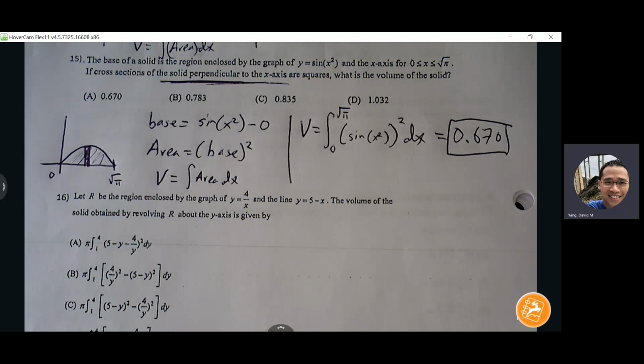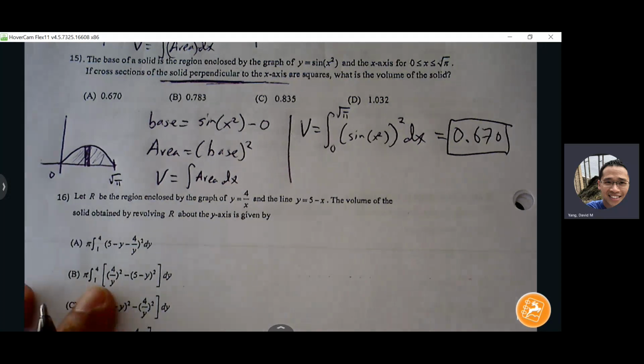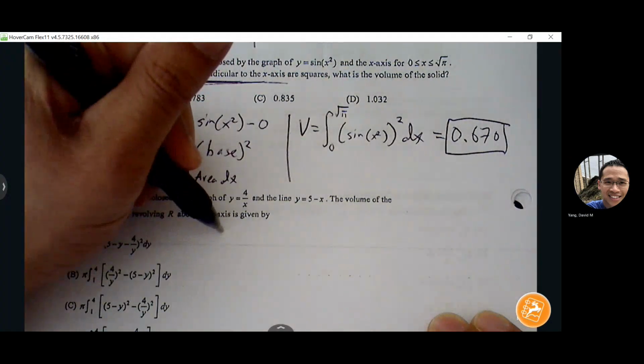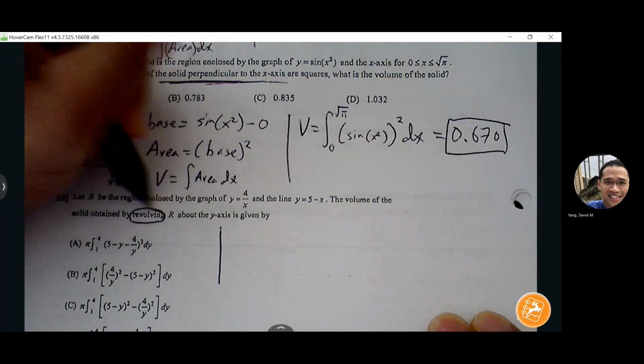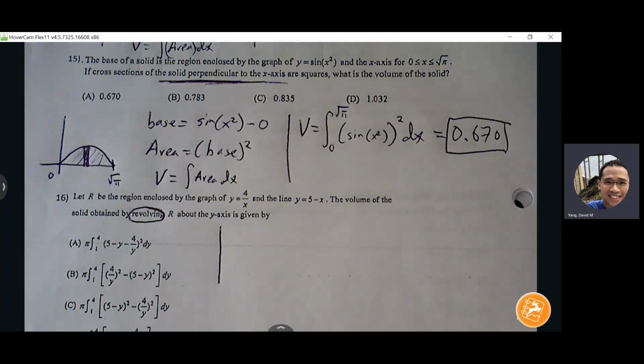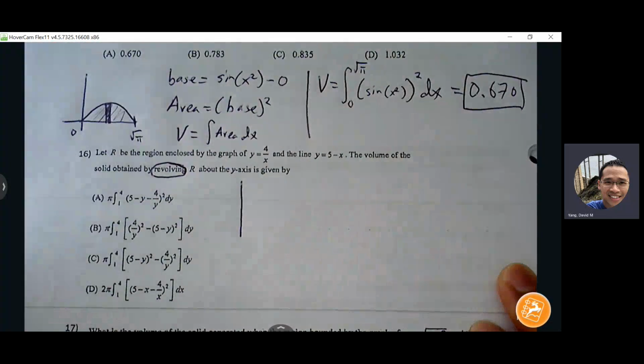Okay, number 16. Let R be the region enclosed by the graph of 4 over x and the line 5 minus x. Use your calculator to see what that looks like. But now you see the word revolving. So that means there's going to be an axis, there's going to be a radius. We know it's either disk or washer method. Now we have to have that dotted line and all that.